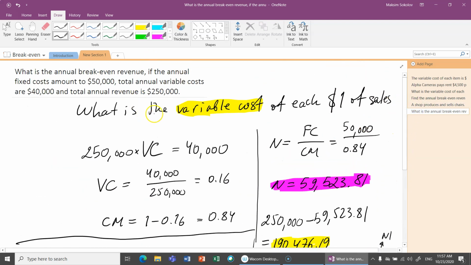Now, to debrief it all, even though we do not know what products this business is selling, we can ask ourselves the question, what is the variable cost of each dollar of sales? So no matter what they sell, how much does it cost them to sell each dollar of their sales? You can think about this as an averaged out price, this $1. And we found the variable cost of that $1, which appeared to be 16 cents. The contribution margin is therefore 84 cents. And we went ahead and found this break-even number, which coincides with the number of dollars.